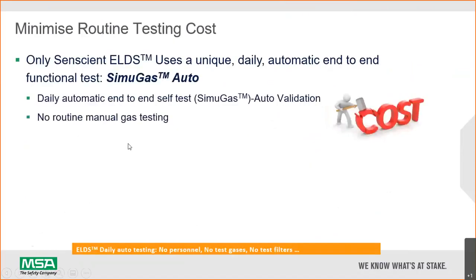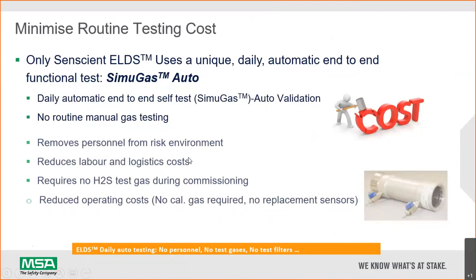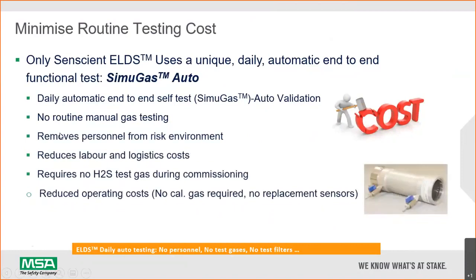Because only the Senscient ELDS device has a unique daily automatic end-to-end functional test, we call it SIMU gas auto. Because of that, no routine manual gas testing is required. No need for anybody to go to the site. That means removing personnel from going to the risk environment, reducing labor and logistics costs, and requiring no H2S test gas during commissioning, so no gas cylinder is required.